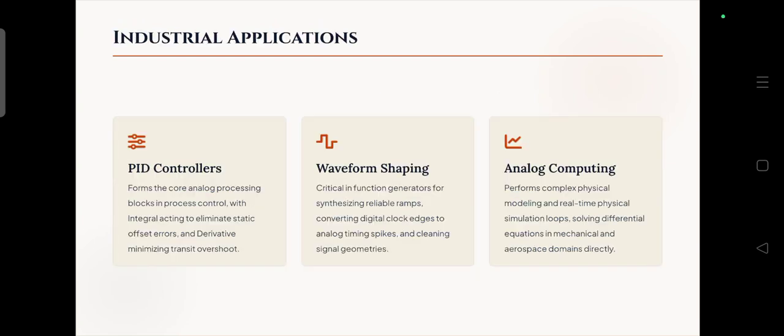The next one is industrial applications. The integrator circuit and differentiator circuit are mainly used in PID controllers, waveform shaping, and analog computing.